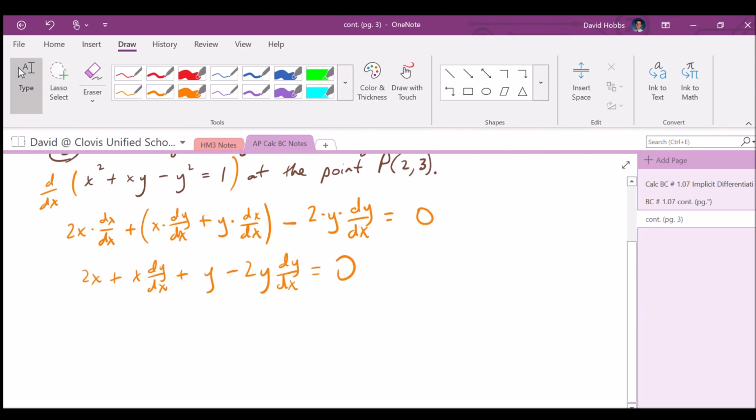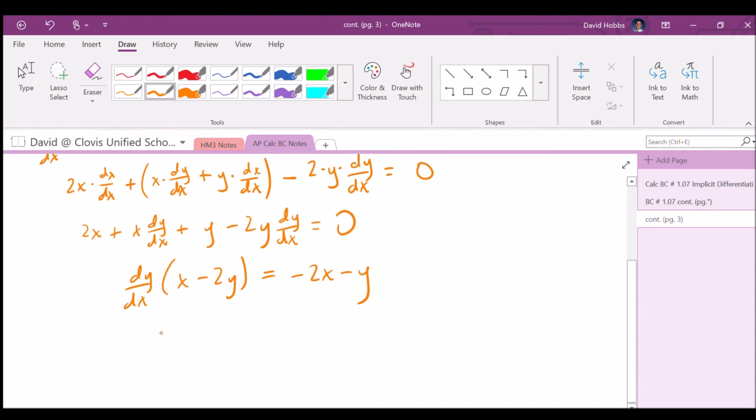I have two dy/dx's. I'm just going to leave them here. And there's a GCF of dy/dx then. So dy/dx times x minus 2y. Now, the 2x plus y, I'm going to move them to the other side. They become negative 2x minus y. And we get dy/dx equals negative 2x minus y all over x minus 2y.